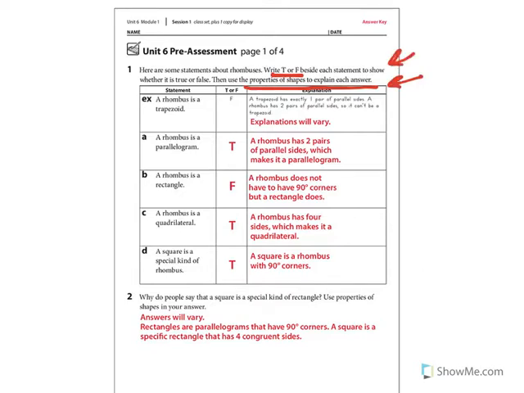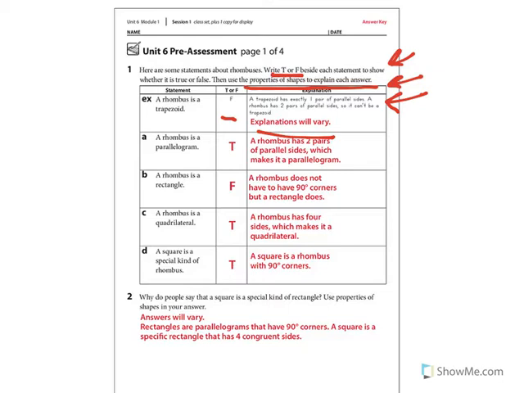So they give me an example. A rhombus is a trapezoid. Is that true or is that false? Well, it is false. Now there may be different explanations, but one way you could explain this would be to say a trapezoid has exactly one pair of parallel sides and a rhombus has two pairs of parallel sides, so it can't be a trapezoid, okay? You'll be wanting to think back to that quadrilateral hierarchy that we drew before.